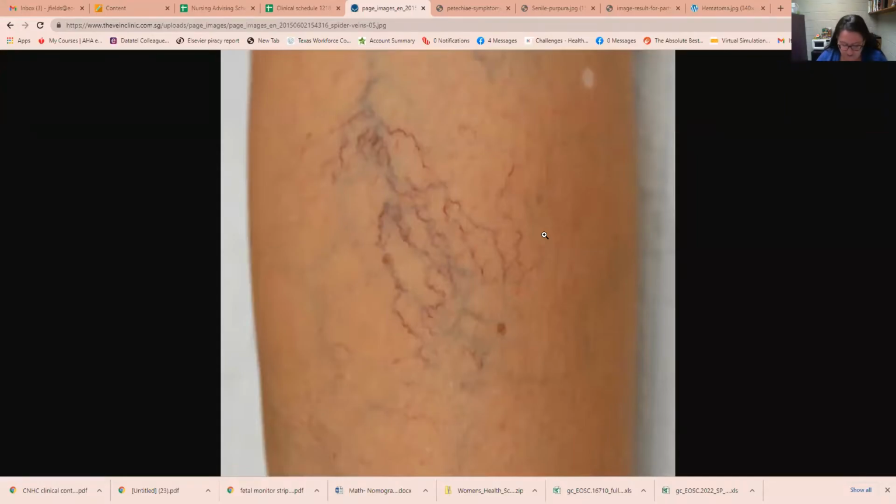Spider veins are bluish lesions with those radiating legs that maybe look like spiders. So you saw the spider angioma that's red. Spider veins are connected to veins rather than arteries, and so they're more bluish, and they're common in patients who have some venous insufficiency or some excess venous pressure.